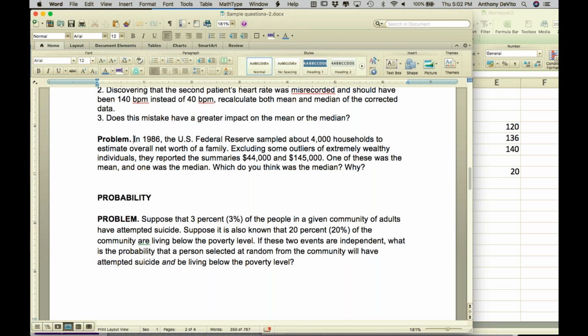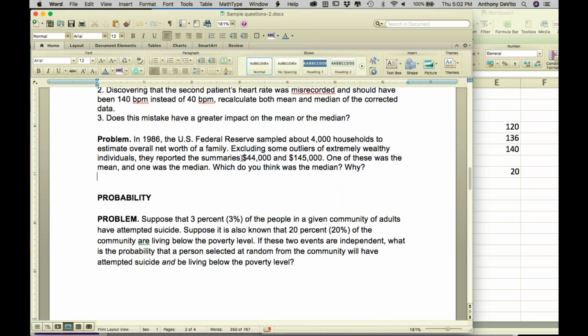In 1986, the U.S. Federal Reserve sampled about 4,000 households, randomly selected, to estimate the net worth of a family. Excluding some of the outliers of extremely wealthy individuals, they reported summaries of 44 and 145,000. One of these was the mean, and the other was the median. Which do you think was which? Which do you think was the mean income? And which do you think was the median income?